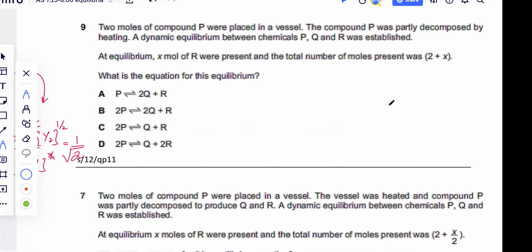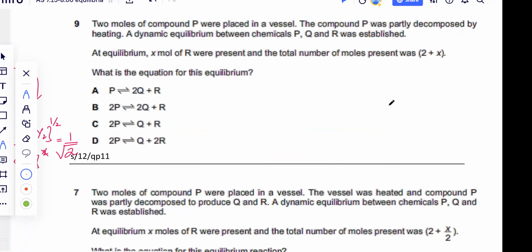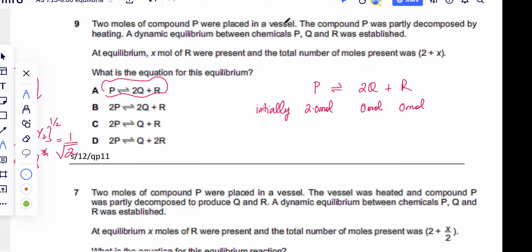There's a reaction that's going on, and we don't know what the reaction is, so it's all trial and error. So let's take the first one. That's P in equilibrium with 2Q plus R. And they gave us initial moles. What did they tell us? They told us that 2 moles of compound P were placed in a vessel. So 2 moles of this, and there is no Q, and there is no R. So these two are not there.